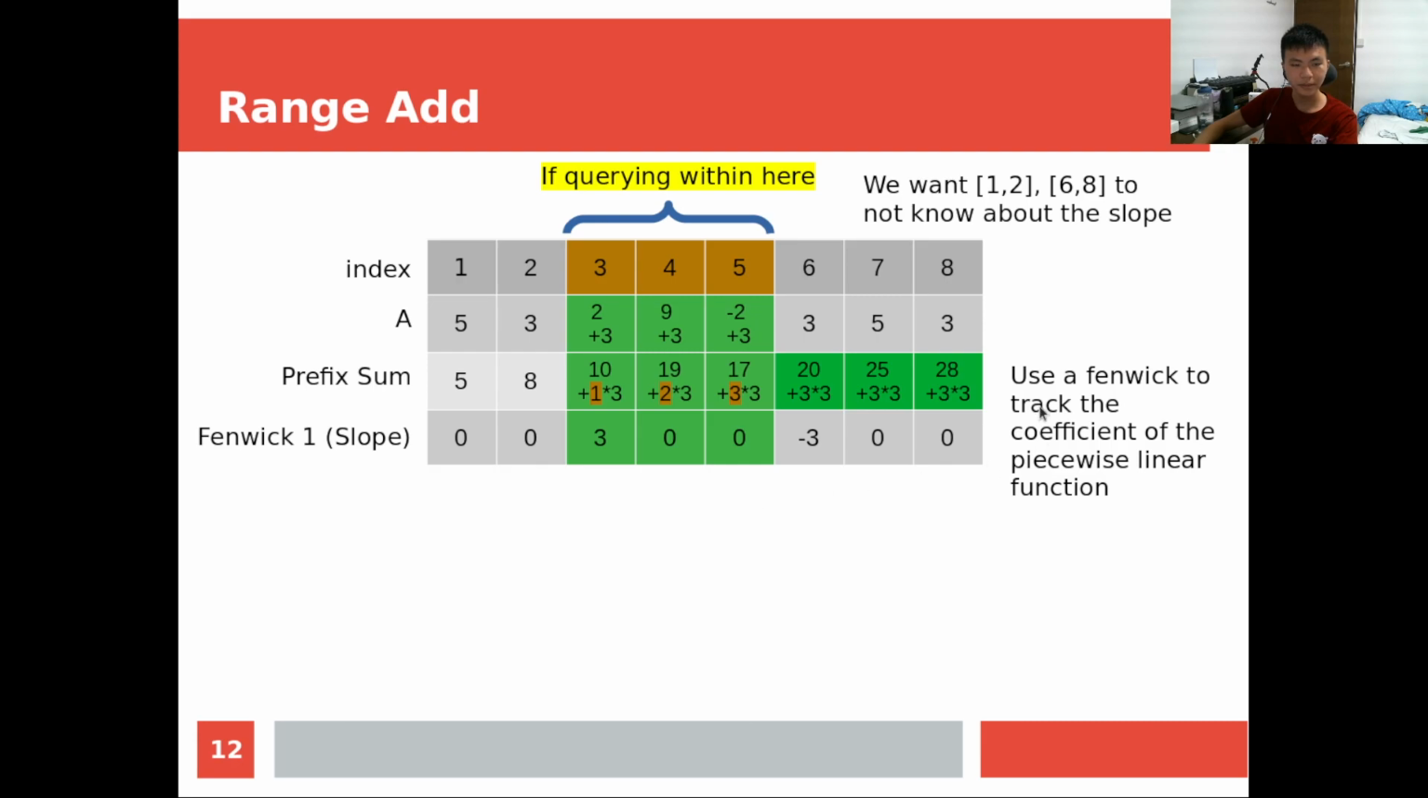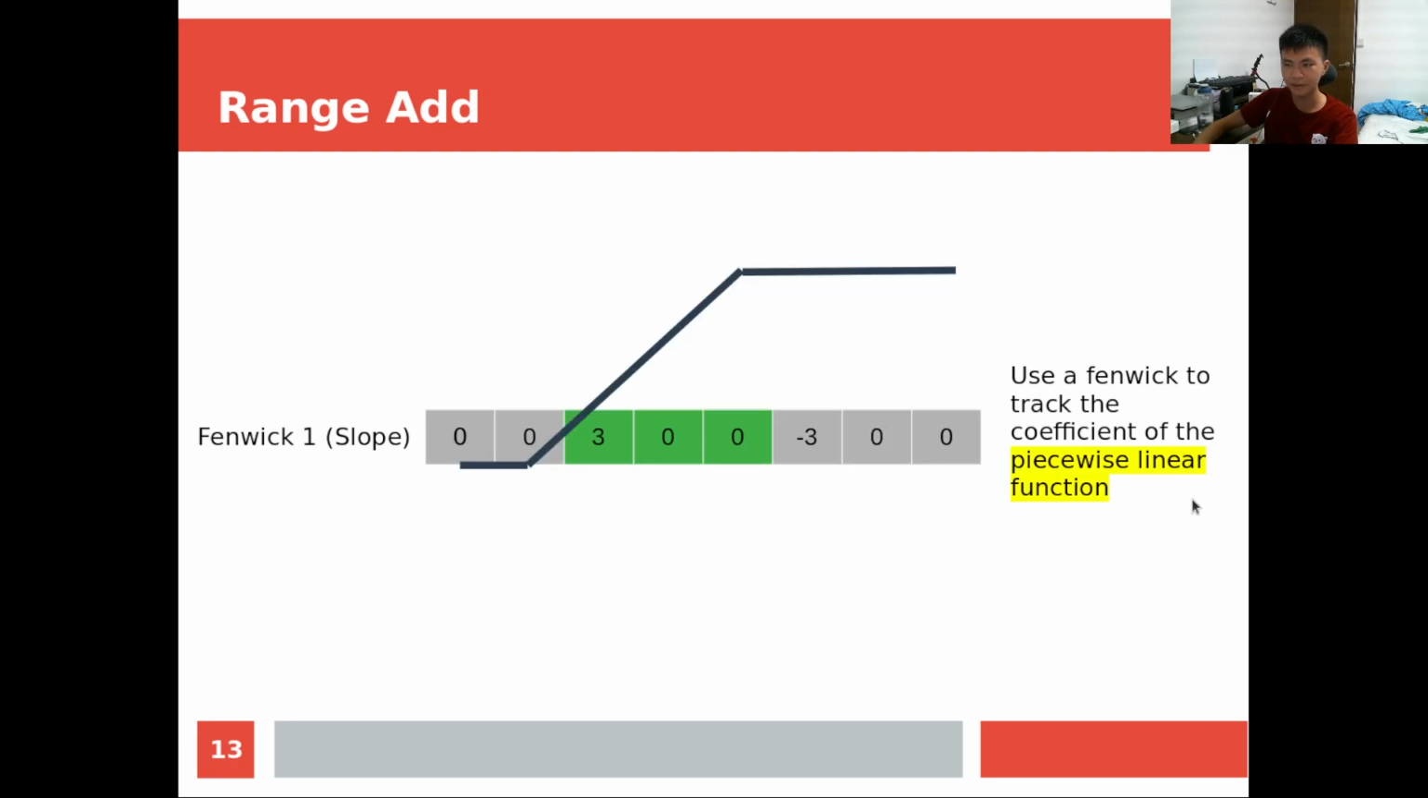Sometimes you see in blogs that they write it as we use a Fenwick tree to keep track of the coefficient of the piecewise linear function. But what is this piecewise linear function? It actually looks something like this, and you can see that the Fenwick tree now represents the slope of this function. For example, if we query at index 4, we see that the slope is 3, so there's a positive gradient. But if we query at index 7, then the Fenwick tree will return 0, and that's because the piecewise linear function here has a slope of 0.